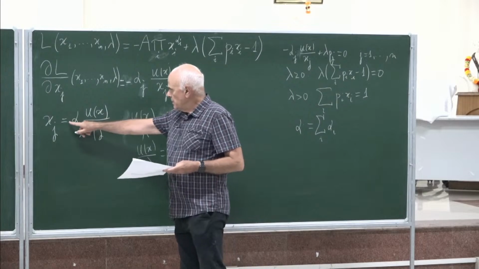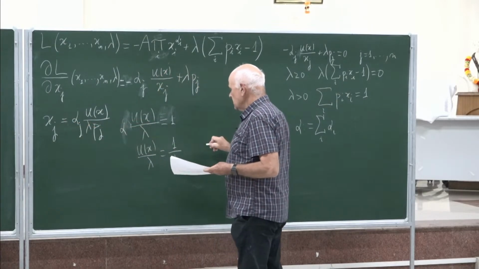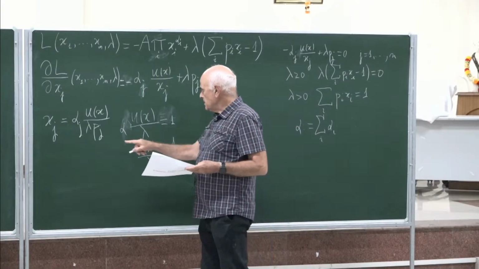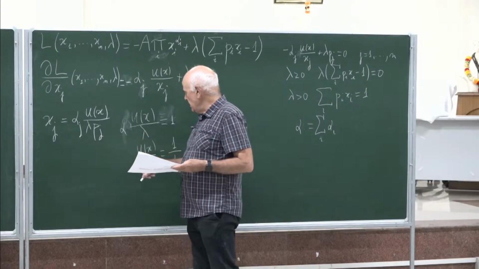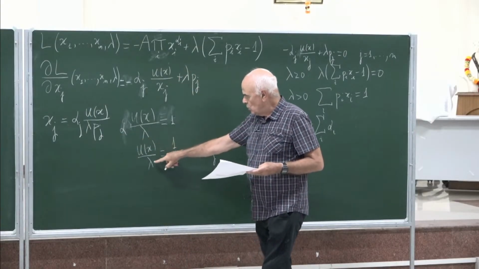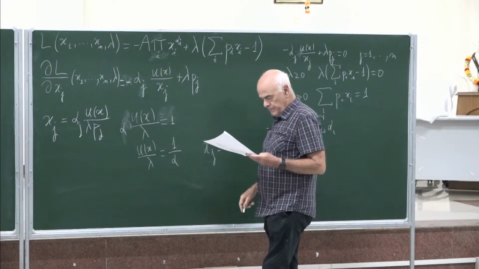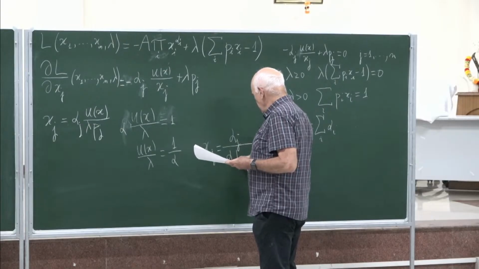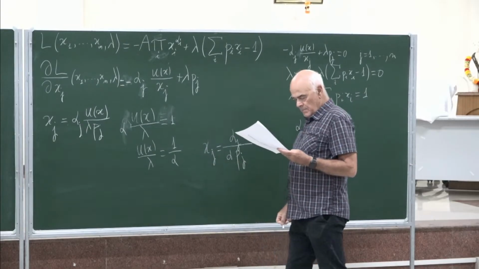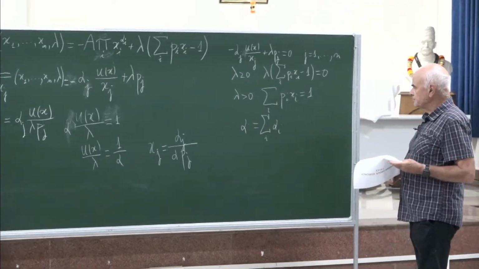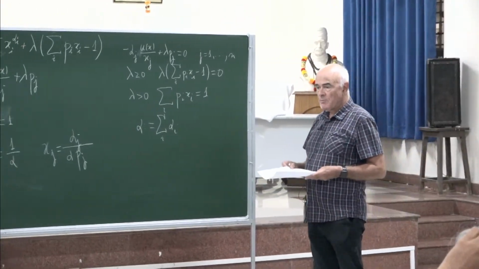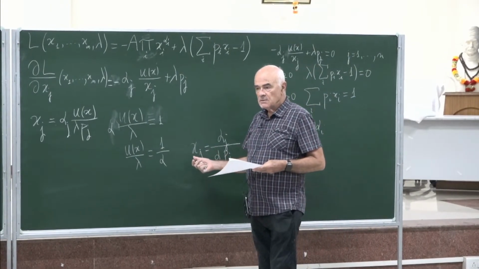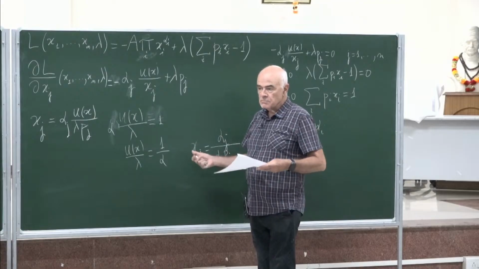Let's come again to this equality. So this means that xj is alpha j over pj times u of x over lambda, which is 1 over alpha. So this gives us alpha j divided by alpha pj. This is the optimal solution. This is our demand for good j.